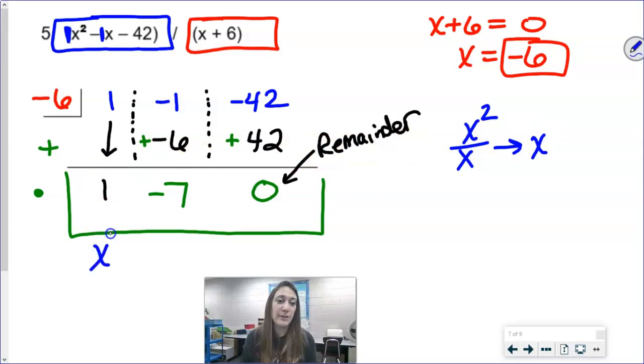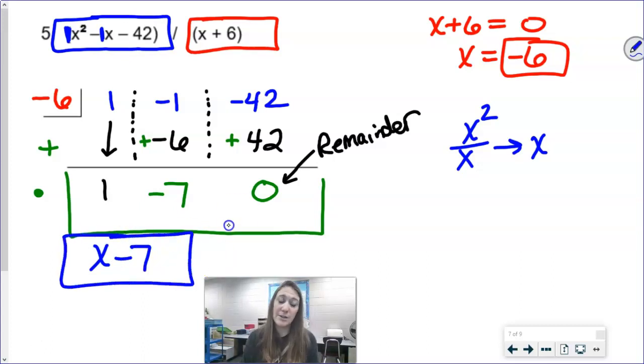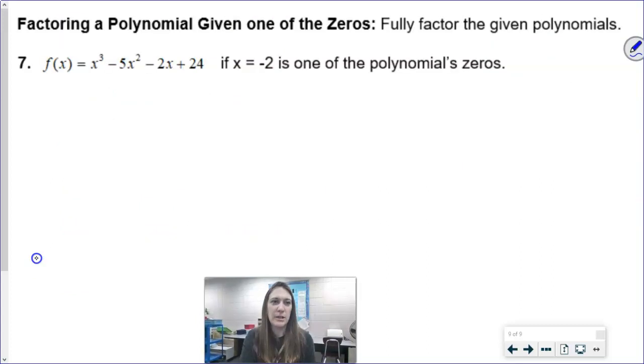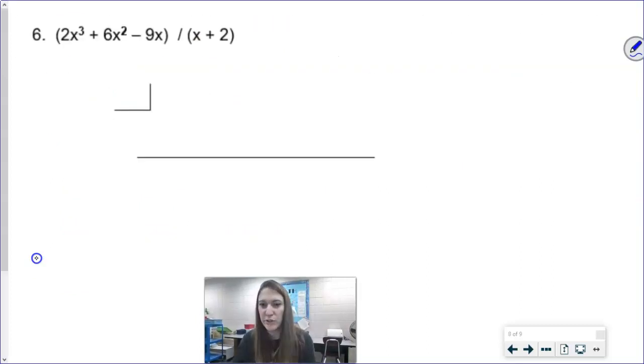You have 1x to the first, and then the next thing would be a constant, so minus 7. Because I have no remainder, I don't need to write that fraction. So your quotient is x minus 7. The interpretation, I think, is the hardest part for sure. All right, I think we got one more, plus something else fun.